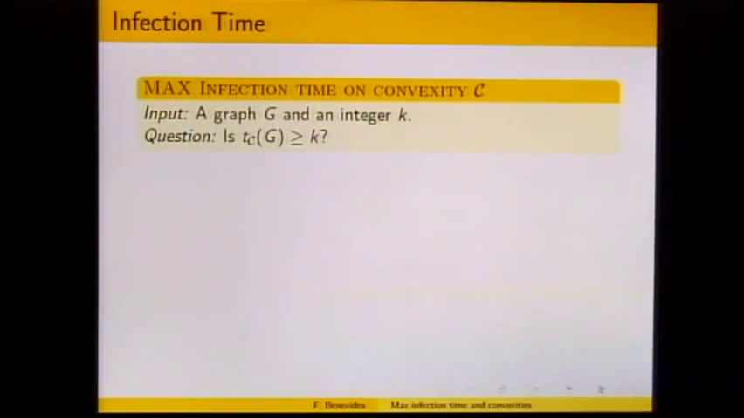So the general question is like this. Given some graph and some integer k, I want to know if there is a way to infect the whole thing in such a way that it takes at least time k. This is a way to formulate the question, which is equivalent to asking what's the maximum infection time on the geodetic convexity, or in whatever convexity you want to look at, on the P3 convexity.